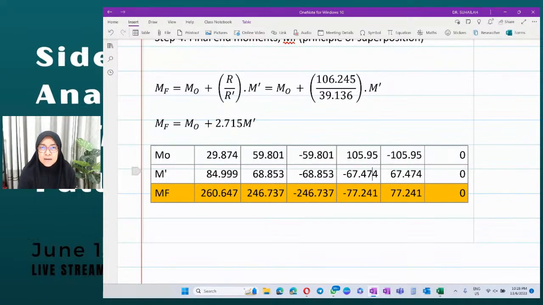So this is the answer. The final answer, the end moments for the frame, considering side sway as well as external loading in the frame.